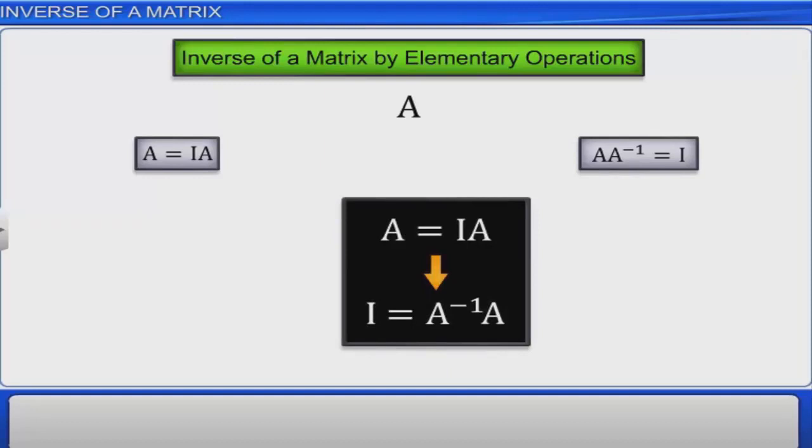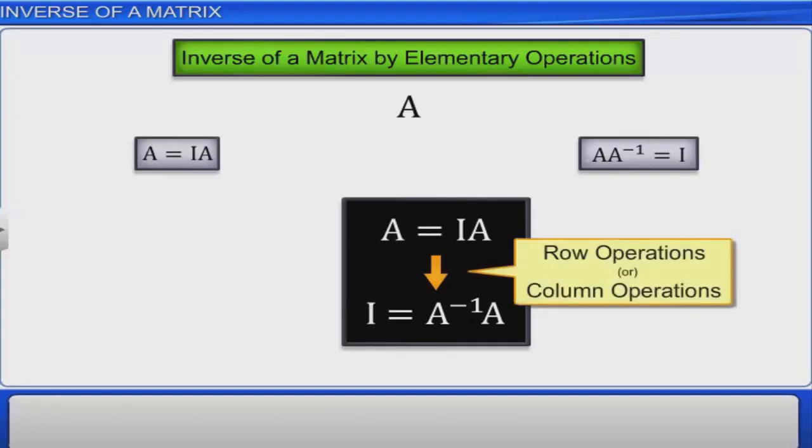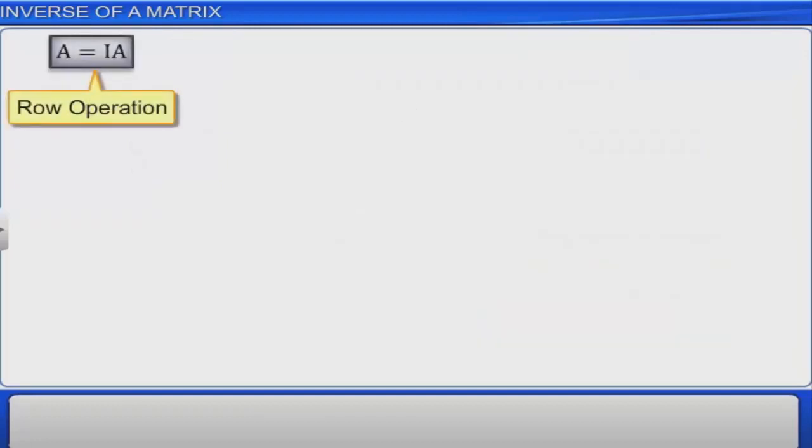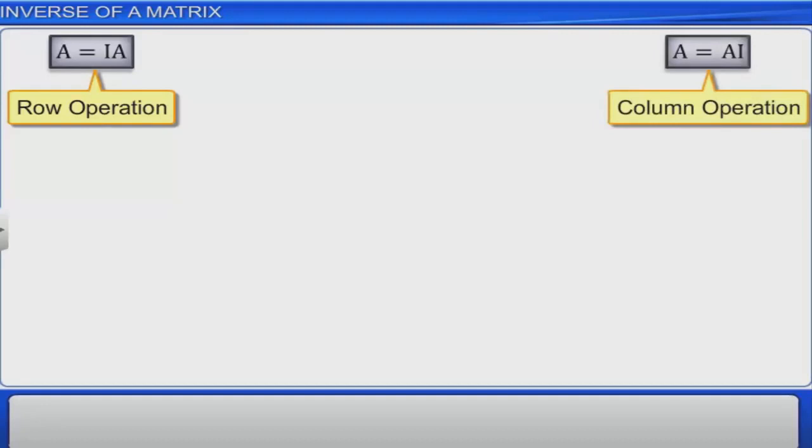Here, you can see that if we can transform the left-hand side into an identity matrix, then by the transformation process, we automatically obtain the inverse. The transformation is done by using either row operations or column operations. If we perform the row operation, we will represent the relation as shown. On the other hand, if we perform the column operation, we will represent the relation as shown.